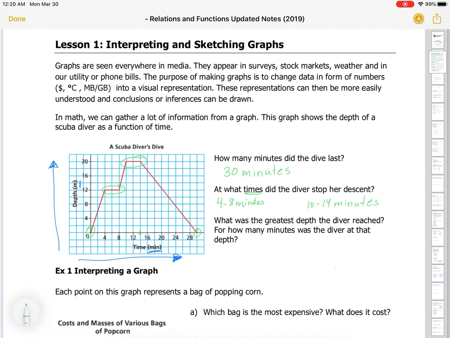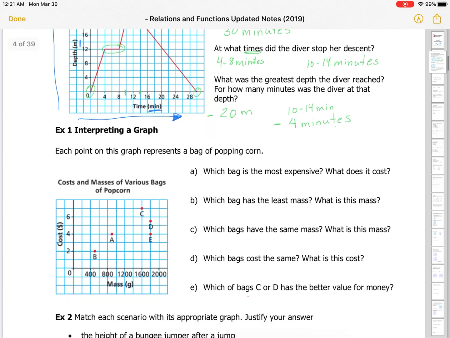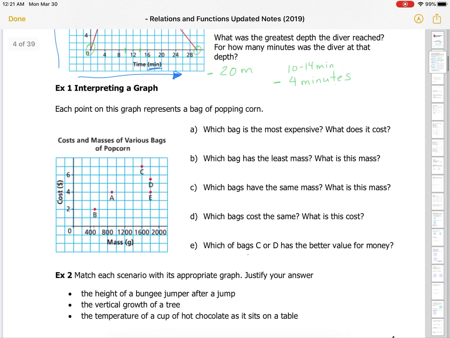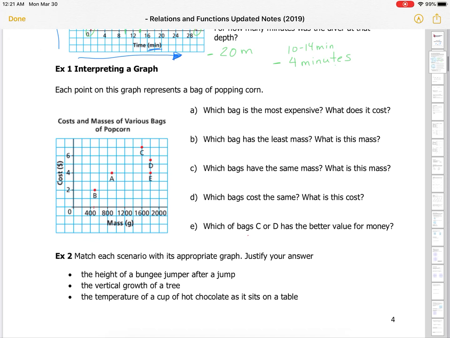Okay? And then the last question: what was the greatest depth the diver reached? The greatest depth she reached is that top point of the graph, 20 meters. And how many minutes was she at that depth? She was there from 10 to 14 minutes, so she was there for 4 minutes. All of that we just took from the graph and interpreted. The information is all provided there, and all we have to do is take a look at what's there.